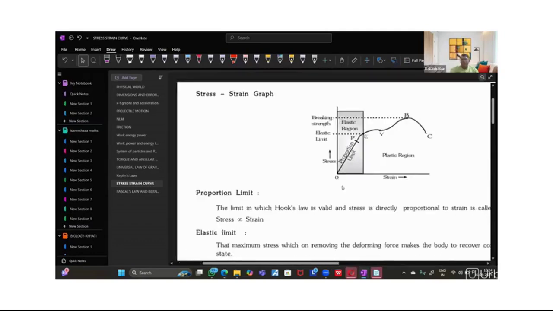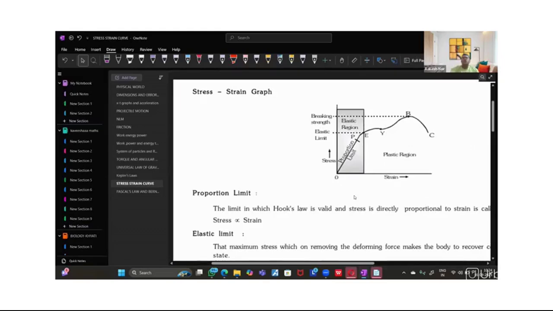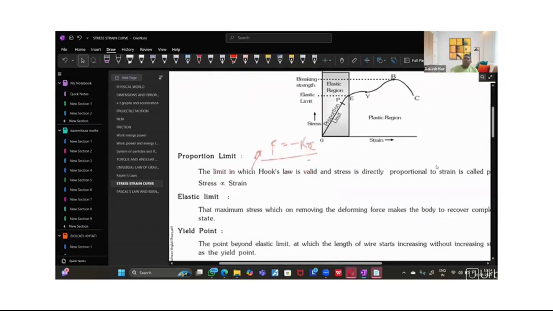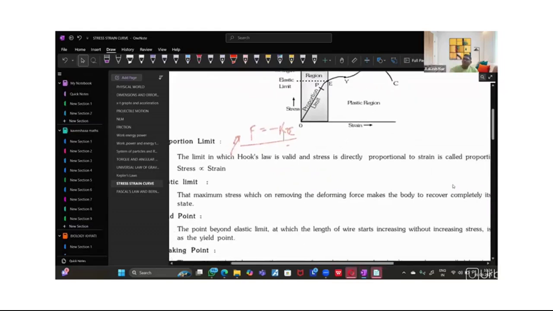So what is the proportional limit? It is the limit in which Hooke's law is valid, that is F is equal to minus k times x. The validity of this law in this certain range is what you call the proportional limit.